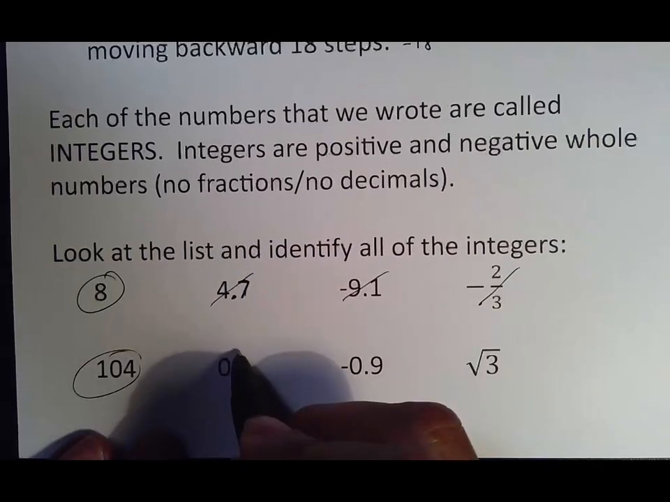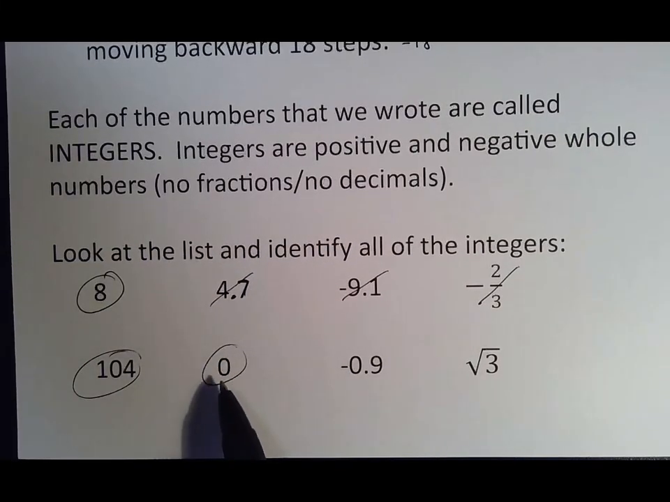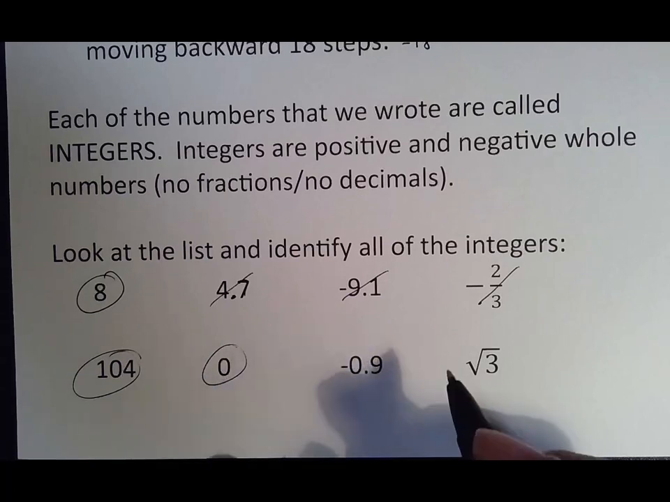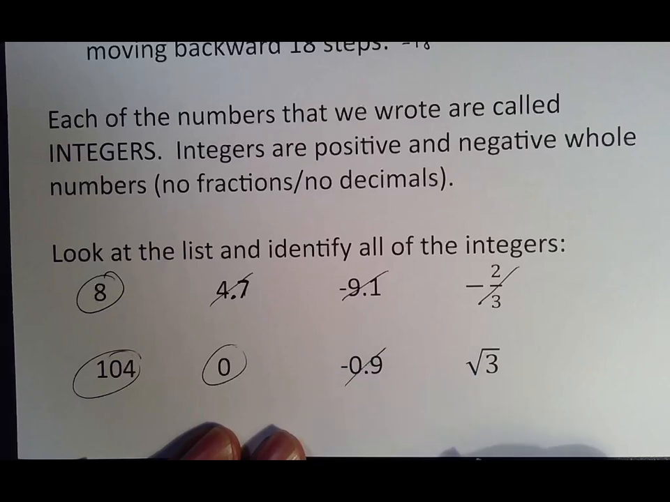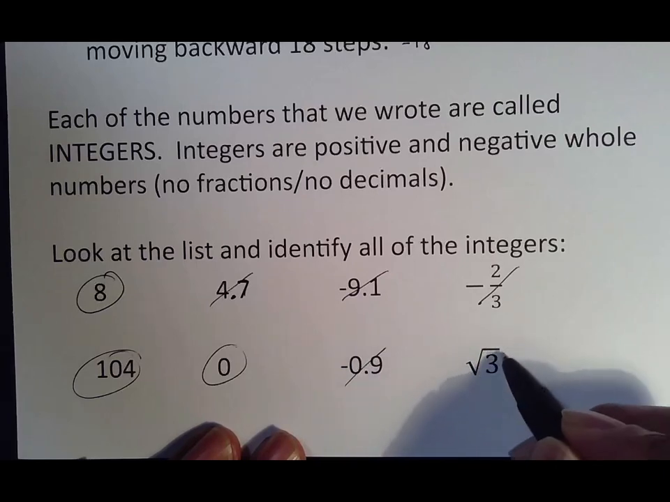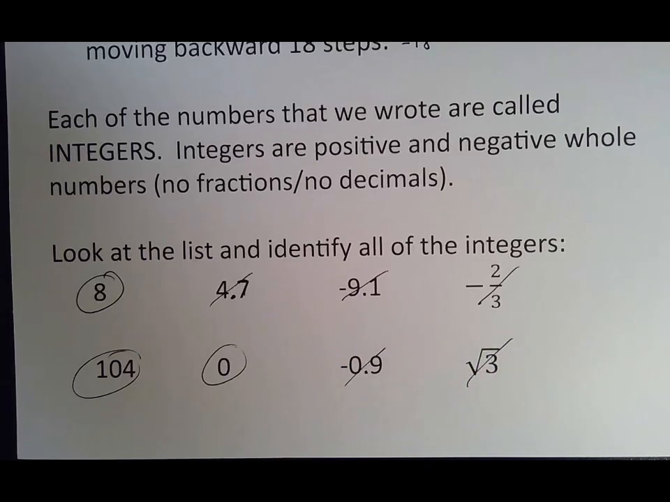This is an integer. 0 is also an integer because it is a whole number. It does not have a decimal. It does not have a fraction on it. Negative 0.9, not an integer because of the decimal. And then what we call the square root of 3 also is not an integer either.